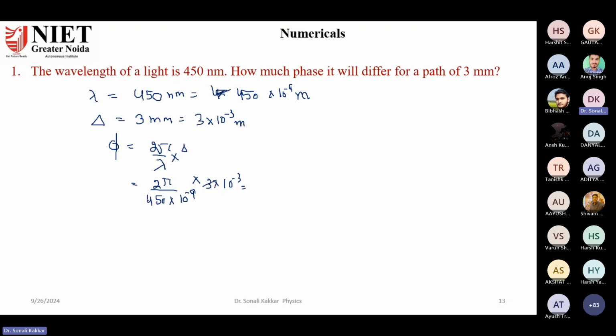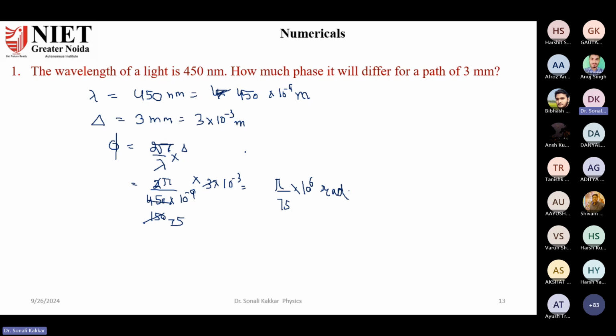So you can report your answers like you can divide 1 by 75 and take the powers of 10 over there, or you can report it like 5 by 75 into 10 raised to power 6 rad. What will be the unit? Ma'am, radians. Yes, radians. So if you want to write this, those who have not solved can write this down.